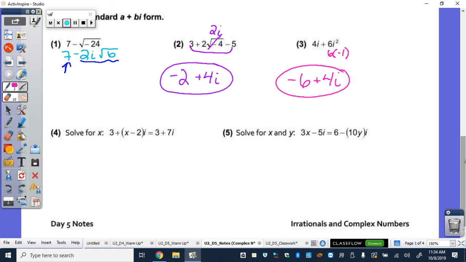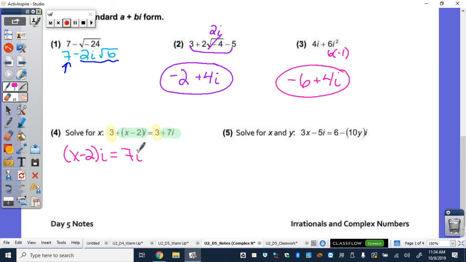So now these next couple are kind of tricky. We have solve for x for number 4. We have 3 plus (x minus 2)i equals 3 plus 7i. So what they've done is they've taken a complex number and they've set it equal to a different complex number. So these first parts, they're already set equal to each other. Our real number aspect of the complex is already the same, 3 and 3. So what is true is your imaginary part is going to be equal to the other imaginary part. And that's how we're going to be able to solve for x. So (x minus 2)i has to equal the imaginary part from the other complex number, which is 7i.